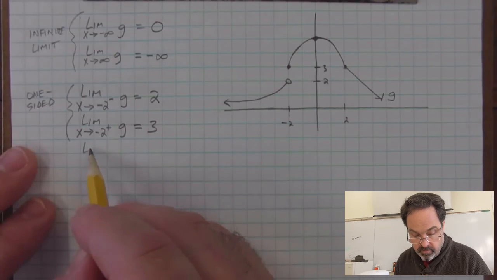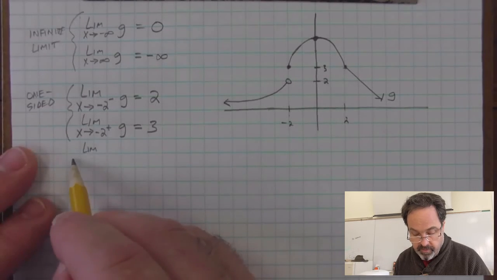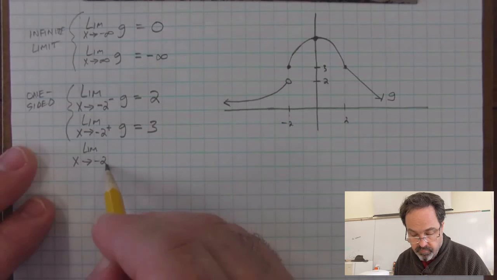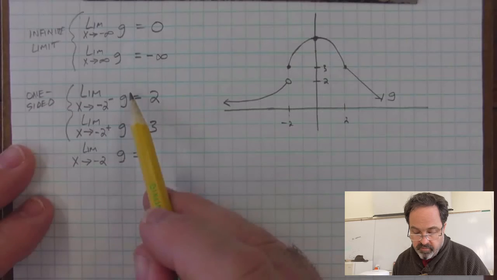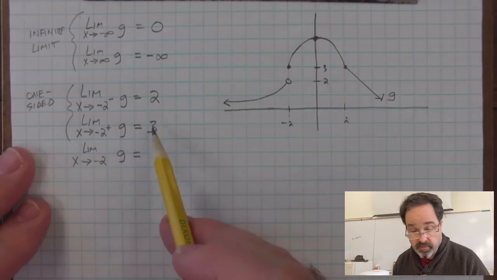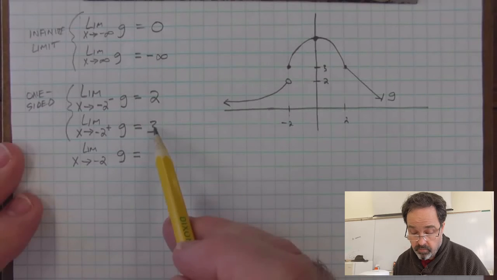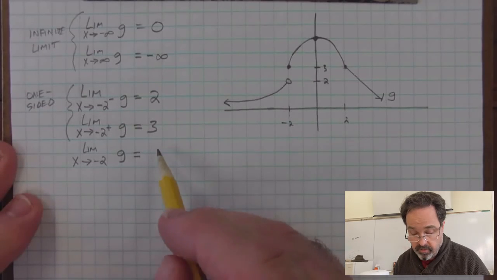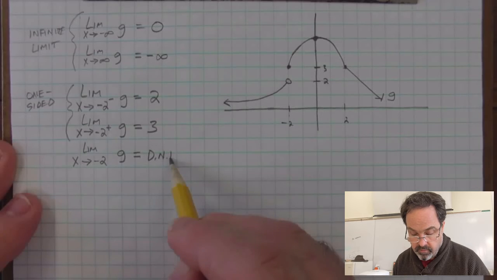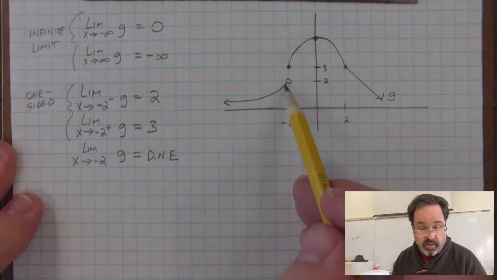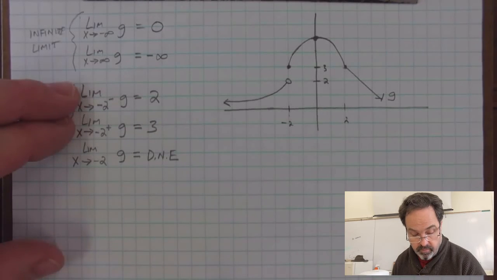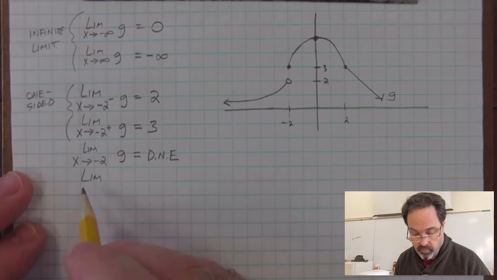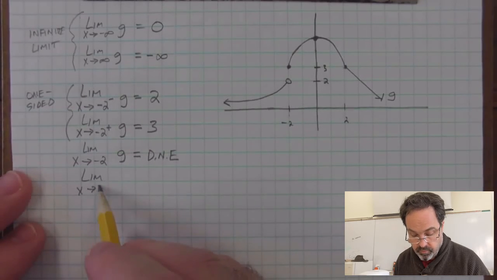couple more limits. The limit as x approaches negative 2, without a plus or minus symbol there, this is an absolute limit, not one-sided. And because the one-sided limits at negative 2 are different, meaning they are not equal, then the absolute limit at negative 2 does not exist. For there to be an absolute limit at a number, the one-sided limits have to be equal, and they're not. We could also ask, what is the limit as x approaches 2 of g?